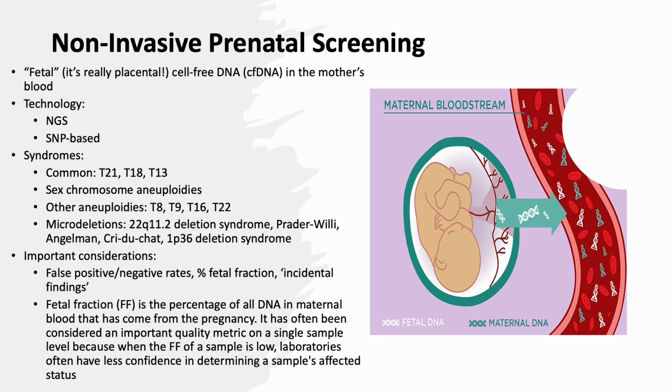findings. The fetal fraction refers to the portion of DNA in the maternal blood that comes from the pregnancy. This is a key quality metric. When the fetal fraction is low, laboratories often have less confidence in determining the sample's affected status. Generally, a higher fetal fraction correlates with more reliable results. NIPS is a valuable tool for screening genetic conditions, but it's important to understand its limitations and considerations to provide accurate counseling to expectant parents.